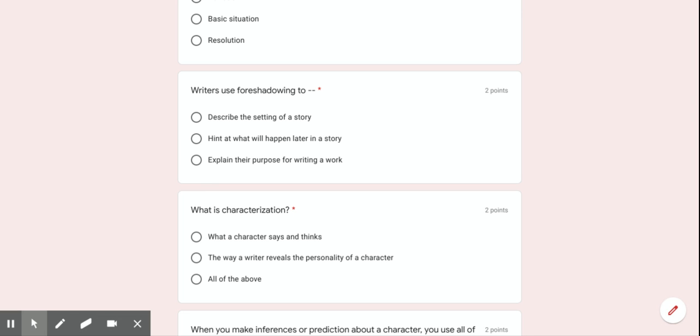This next question is about foreshadow. If you need to find the answer to this question, you can go back and look at our foreshadow flashback worksheet, and that will give you the definition. So the next question. Writers use foreshadowing to A, describe the setting of a story, B, hint or make clues at what will happen later in a story, or C, explain their purpose for writing a work.